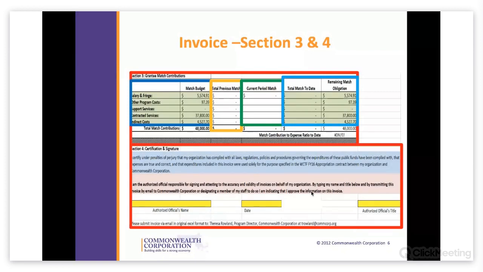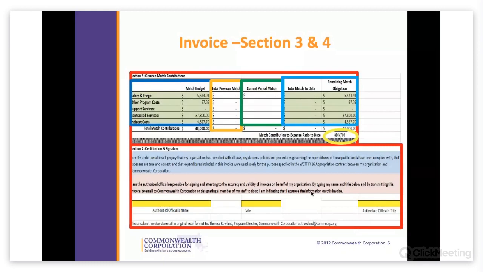One important note about match: WCTF grantees must provide a minimum of 30% match of total awarded funds, but may need to document more if a greater amount is included in their match contribution budget. So we have included a formula to calculate the match contribution to expense ratio with each invoice submission. I'll call your attention on the screen to the yellow oval that just appeared.